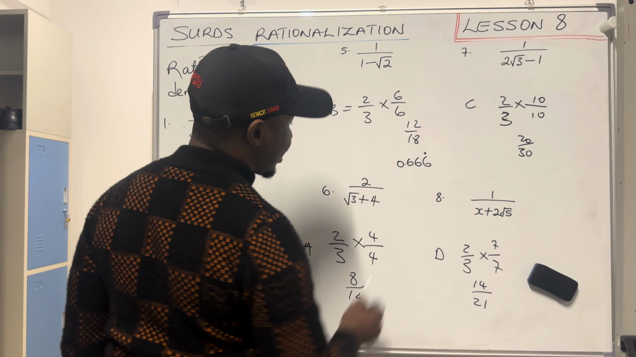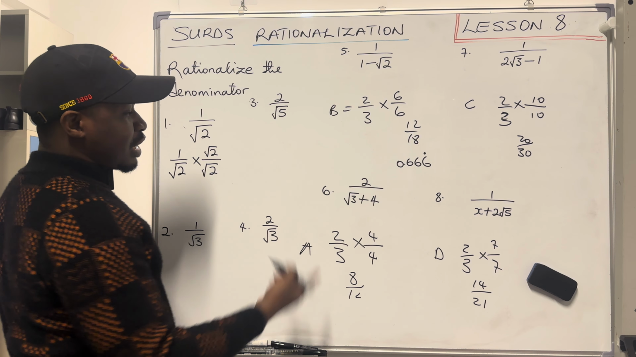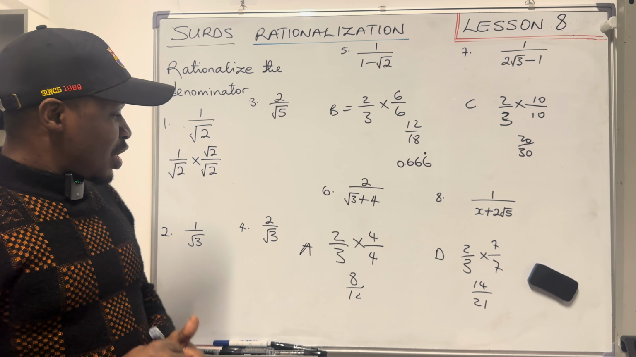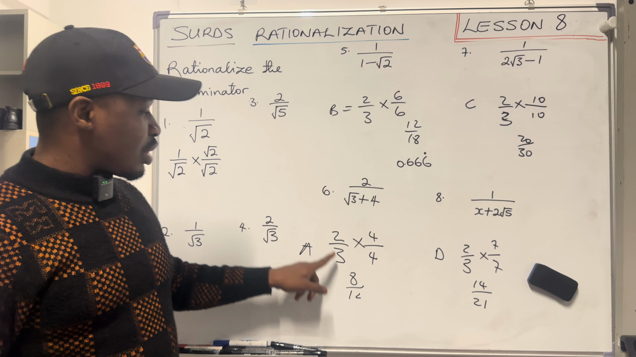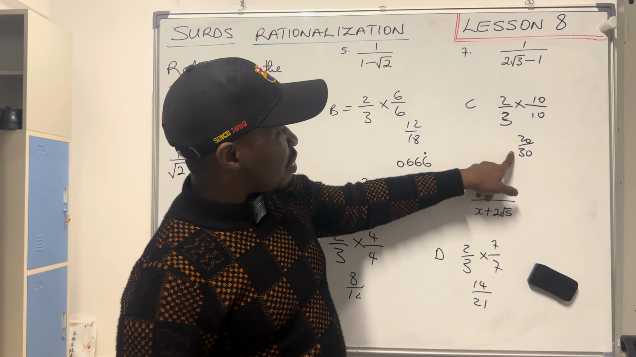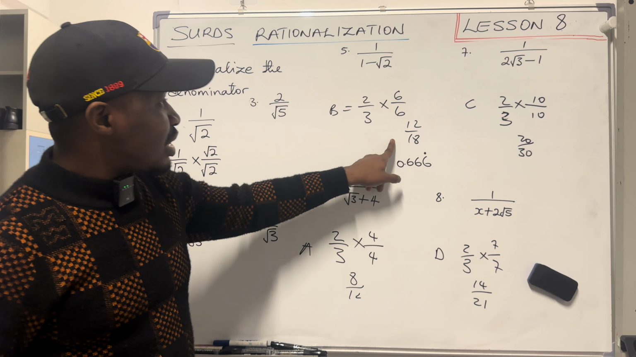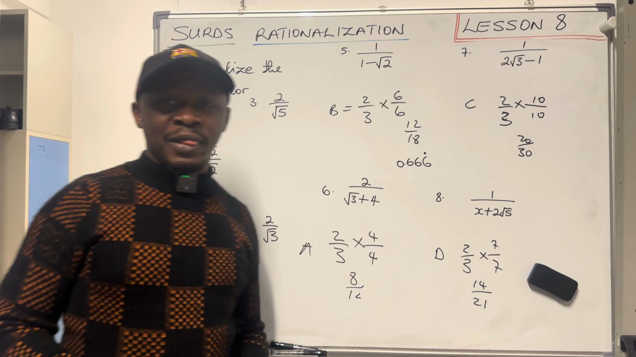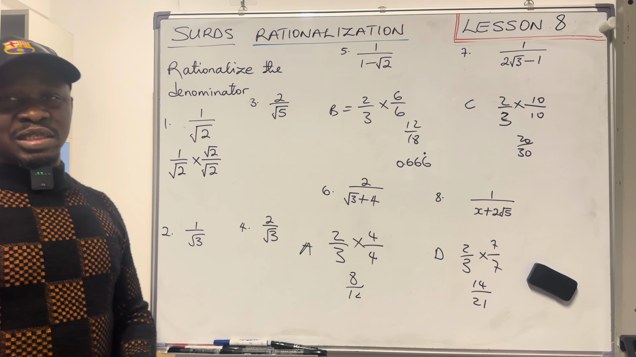But the good thing is that 12 over 18 is 0.66666, it will not end. This again will give you the same, and this, and this. Why? Because if you simplify 8 over 12, it will give you 2 over 3. You simplify each of these, it will give you 2 over 3. And 2 upon 3 is 0.66666. Yes, it's a recurring decimal.